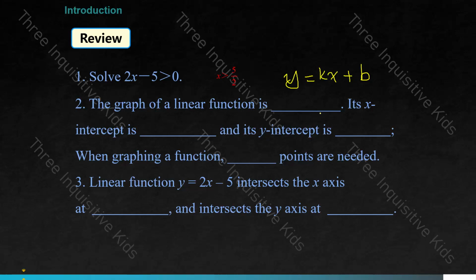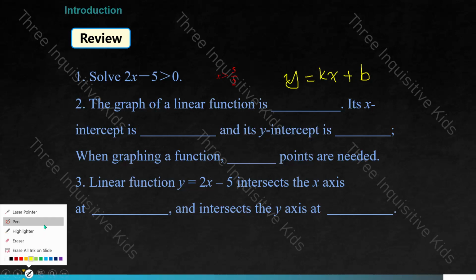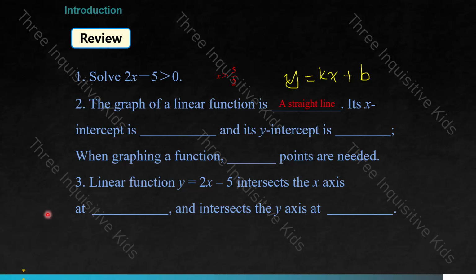Alright, so the graph of a linear function is always a straight line, and its x-intercept is negative b over a comma 0. So this a right here is just in the place of k, so that also works. It doesn't really matter which variable that you use. And its y-intercept would be 0 comma b.